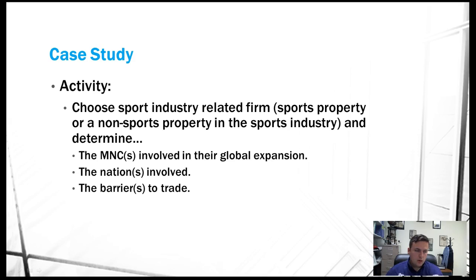First one is, is it a multinational corporation, and how are they involved in global expansion? Second one is I want you to identify the nations that are involved. And the third thing is to identify the barrier or barriers, if there are more than one, to trade for this country, for this company. And so again, identify the multinational corporation and how it expands globally, what nations are involved in their expansions globally, and then what barriers to trade between that company and its home nation, as well as the nations in which they're moving into.